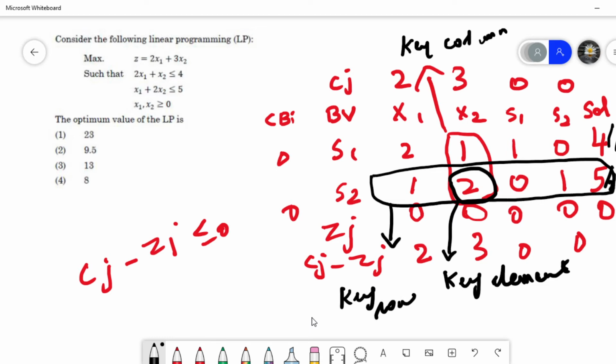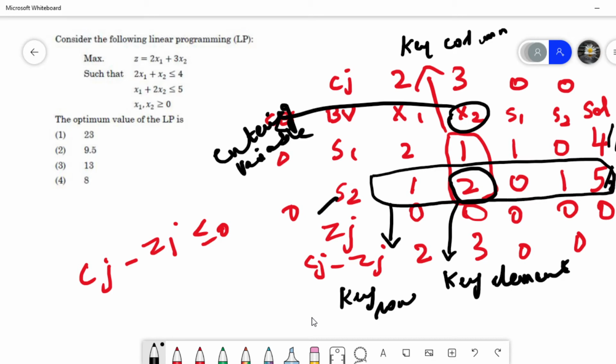Then we should identify which one is the entering variable and which one is the leaving variable. So x2 is the entering variable, then s2 is the leaving variable. With the help of this table, we are going to frame the next table.